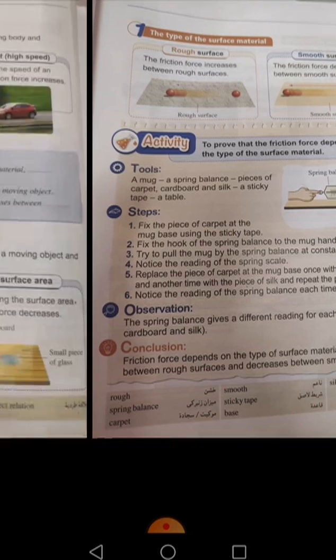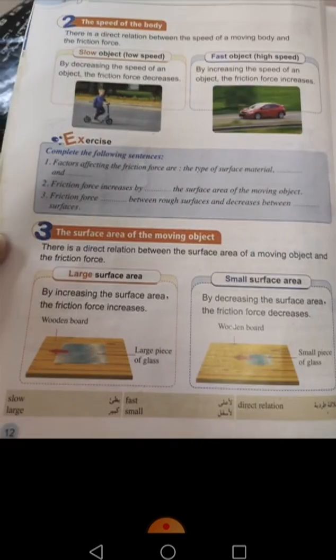Okay. Number 2, the speed of the body. We say there is a direct relation between the speed of the moving body and the friction force. This direct relation is very important. So there is a direct relation between the speed of a moving body and the friction force.